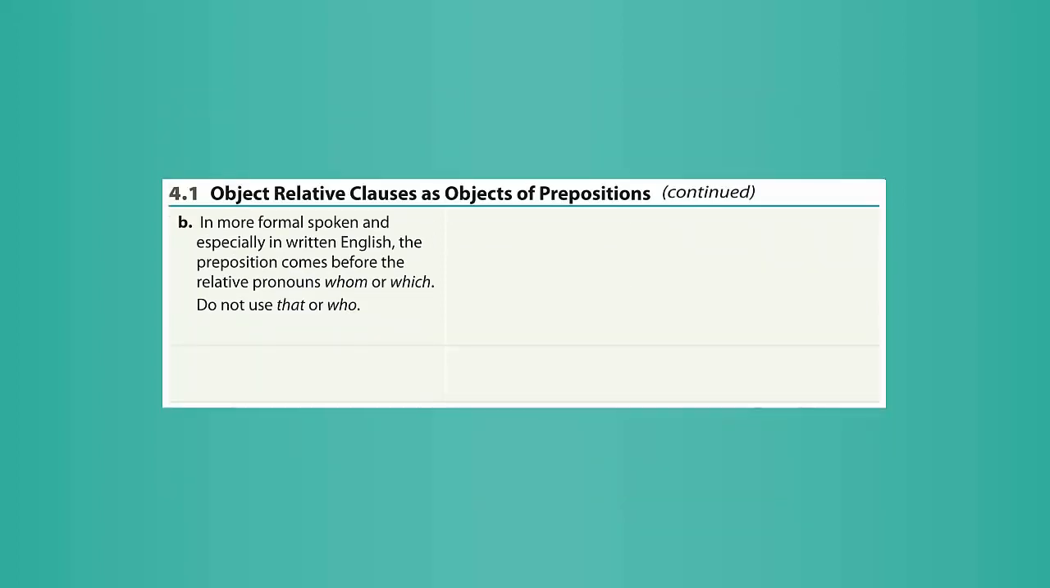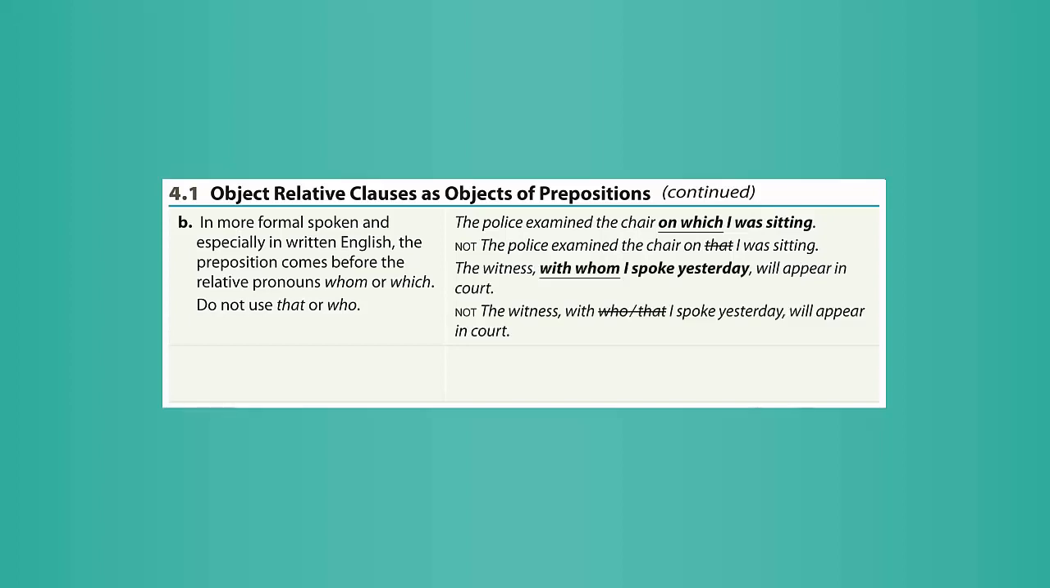And also remember that in more formal spoken and especially in written English, the preposition comes before the relative pronouns whom or which. Do not use that or who. For example, the police examined the chair on which I was sitting. Not the police examined the chair on that I was sitting. We do not say that after a preposition. Or the witness with whom I spoke yesterday will appear in quote. Do not say the witness with who or with that I spoke yesterday will appear in quote.